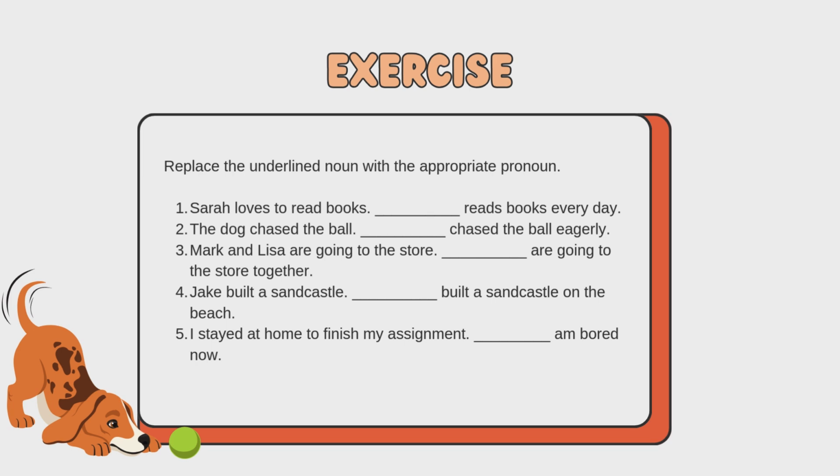Secondly, is the dog a human here? Of course not. It's an animal. So we do not use the pronouns he, she, or they. Instead, we use the pronoun it. It chased the ball eagerly. To replace the noun dog, we use the pronoun it because dog is an animal.